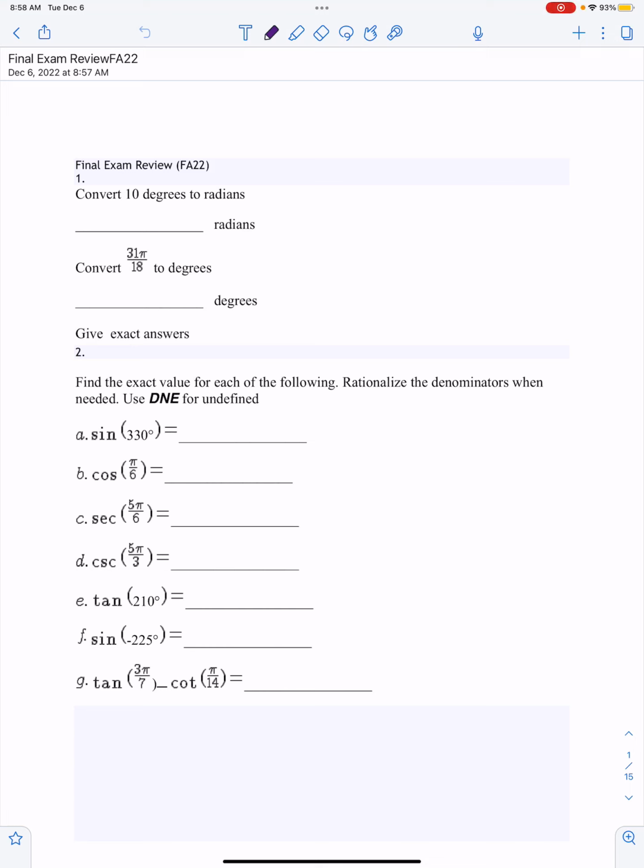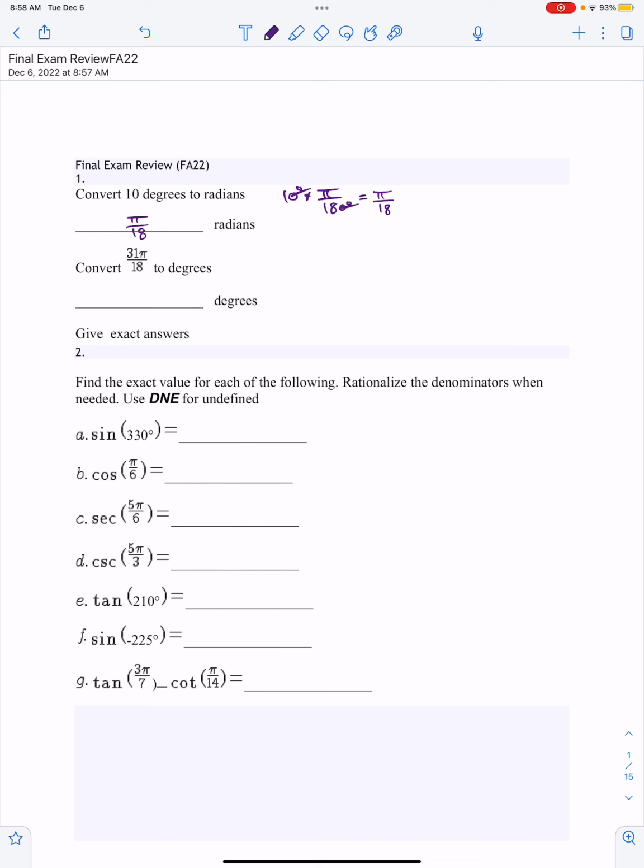Final exam review. Question number 1. Convert 10 degrees to radians. To convert degrees to radians, we multiply by pi over 180 degrees. Now we're going to cancel the 0 with 0, and we're going to end up with pi over 18. So pi over 18 is the answer.